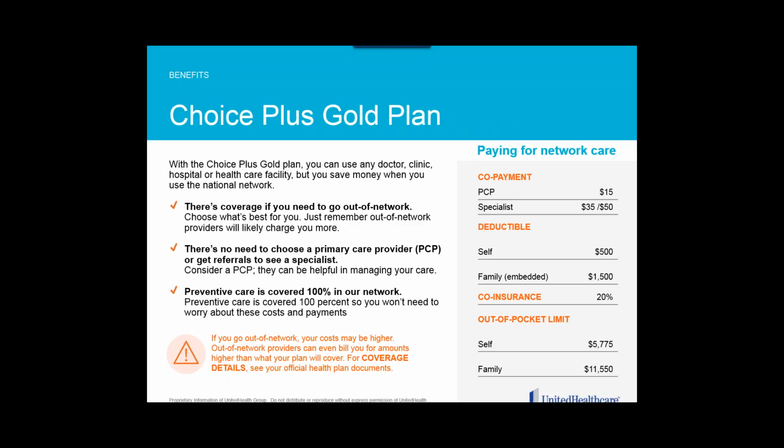Okay? The next plan that we have available is the Gold Plus plan, or the Choice Plus Gold plan. Again, Choice Plus means out-of-network benefits. Gold plan offers you co-pays and deductibles as well, so it's a traditional plan. PCP copayment is $15. The specialist is the $35 and $50, tiered like the other plan. Your deductible is $500. Your co-insurance is 20%. And your maximum out-of-pocket is $5,775.